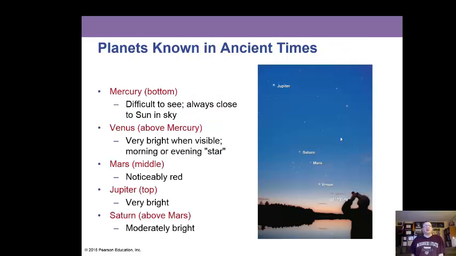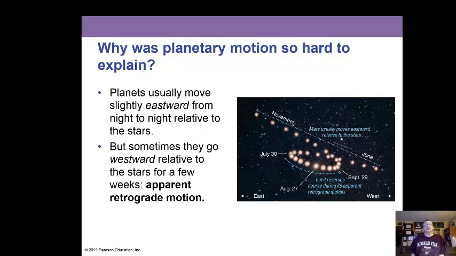So we know that Mercury is very hard to see. It's always close to the sun in the sky. Venus, sometimes called the morning or evening star, is very bright when it's visible. Mars is noticeably red. Jupiter is very bright and big. And Saturn is moderately bright, a little bit less than Jupiter.